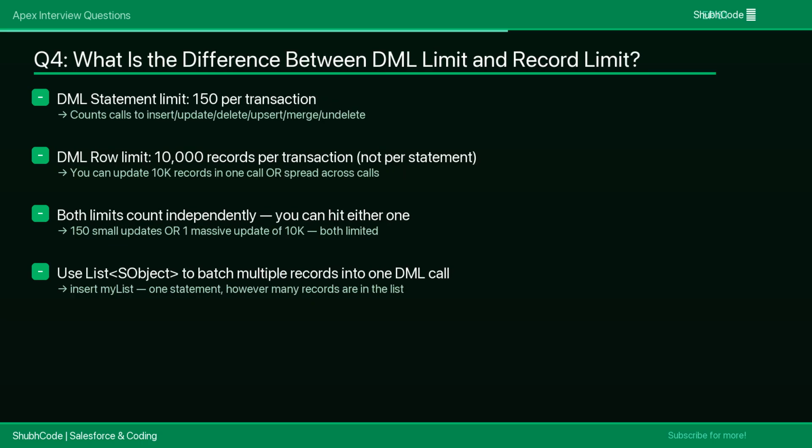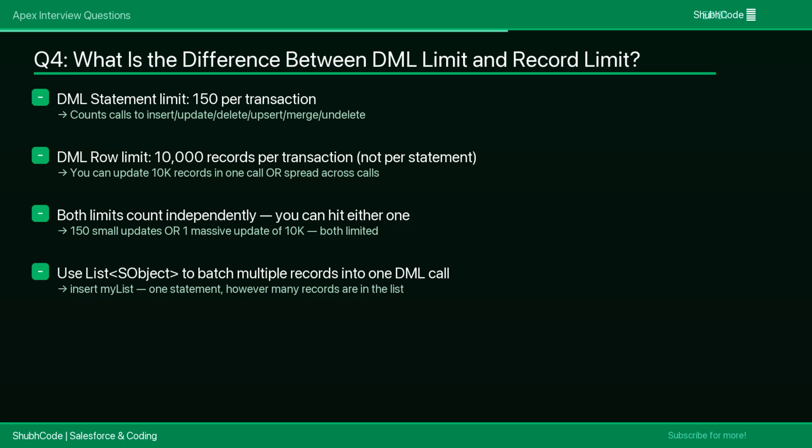This is a precision question, and the answer trips up a lot of developers who've been working with Salesforce for years without noticing the distinction. The DML statement limit is 150 per transaction. That means you can call insert, update, delete, upsert, up to 150 times total. Each individual DML call is one statement.